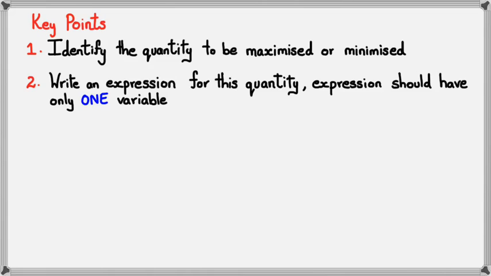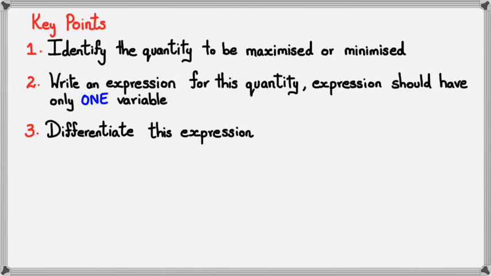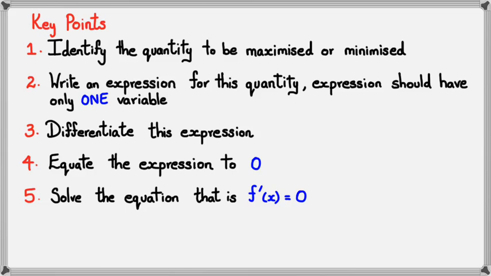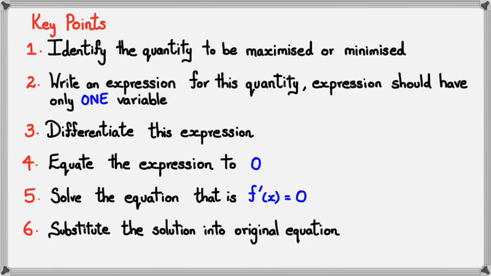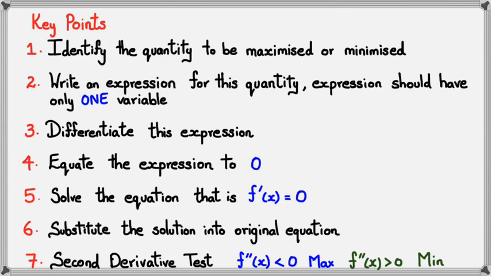The third point is differentiate this expression. The fourth point, equate this expression to 0, and once you do that, solve the equation, that is f'(x) = 0. So the next part, you need to substitute the solution into the original equation. And once you do that, the last part is using the second derivative test to figure out whether the point is a maximum or a minimum.